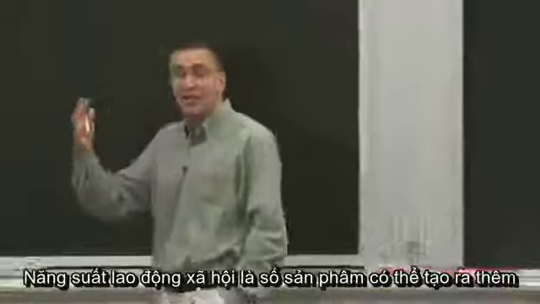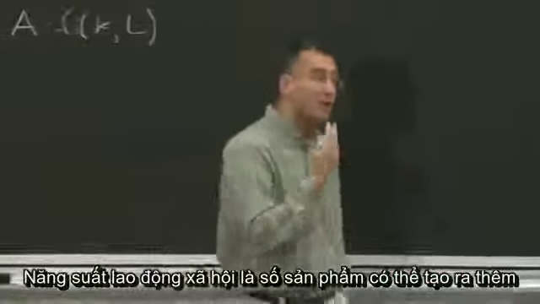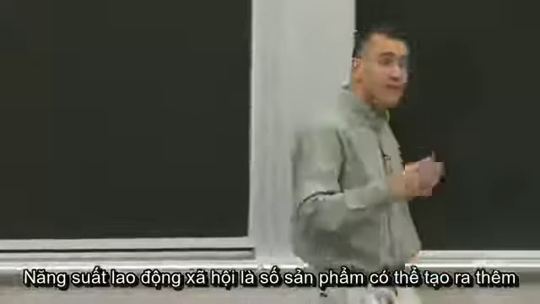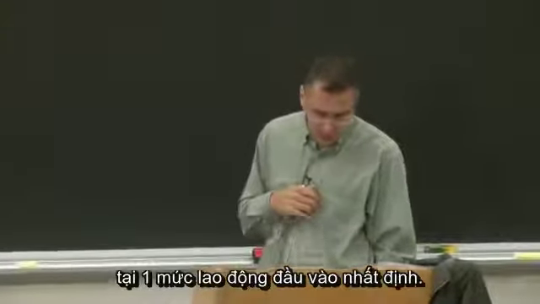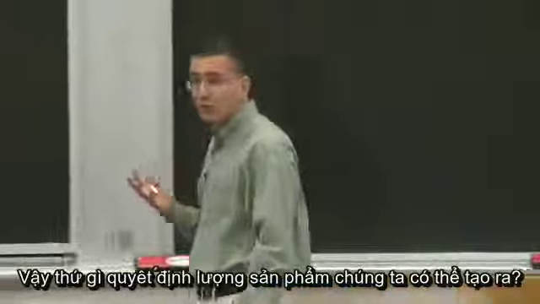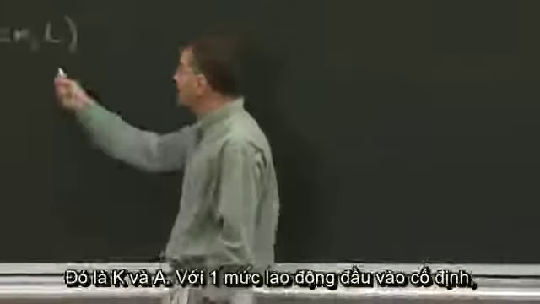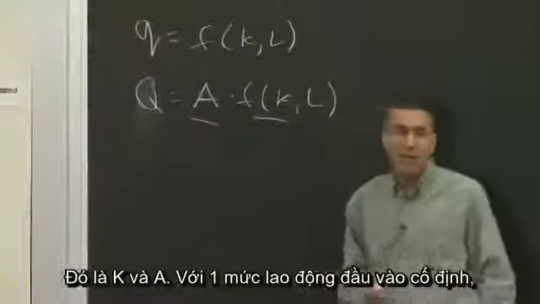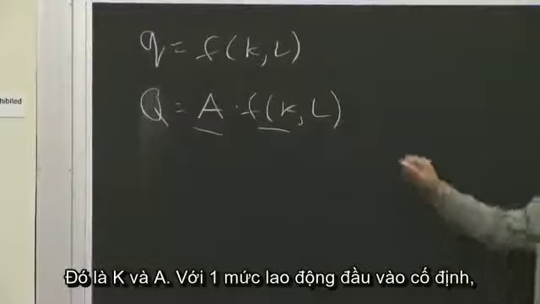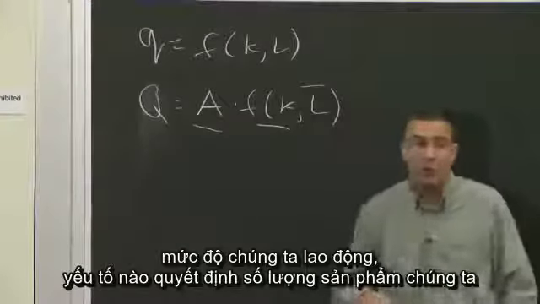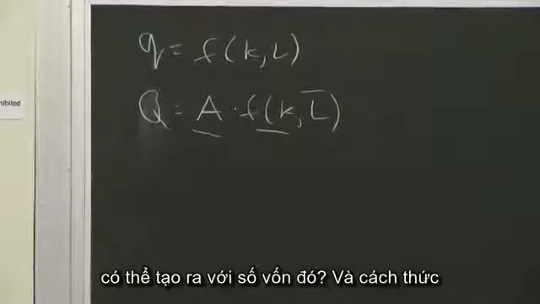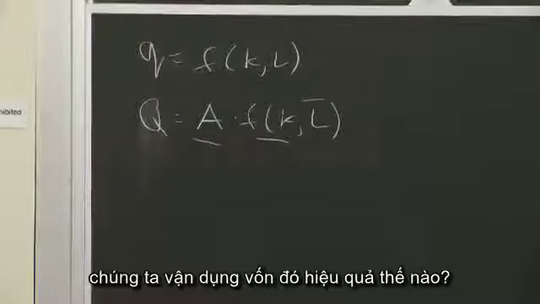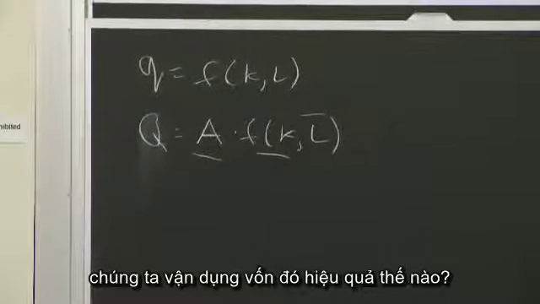Society's productivity is how much more we can have for each given level of labor input. So what determines how much stuff we can have? Well, it's K and A. Given a fixed amount of labor input, given how much we work, what determines how much stuff we can have? It's how much capital we have and how productively we make use of it.